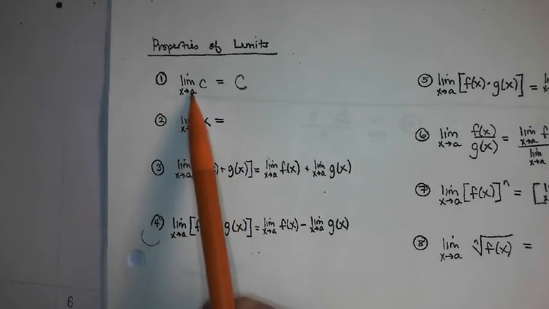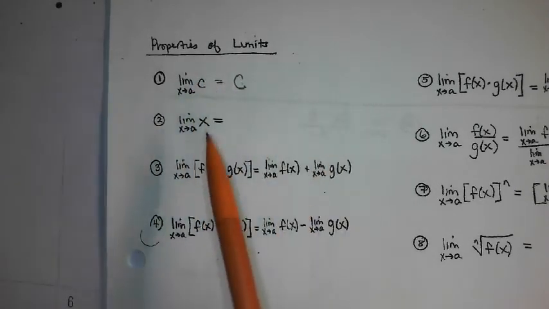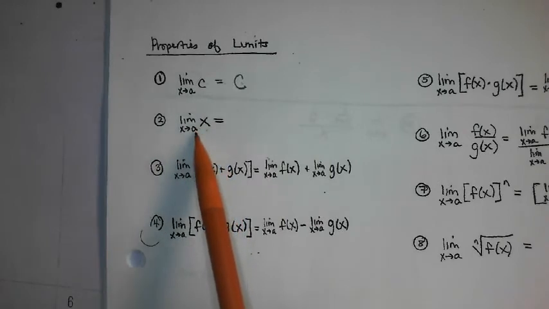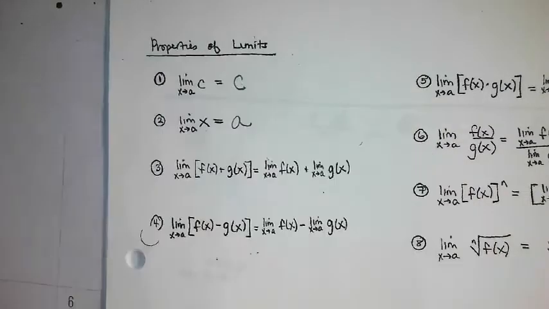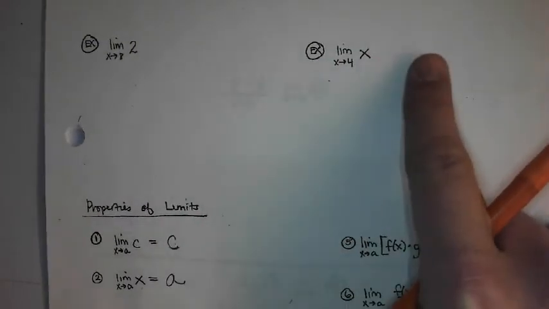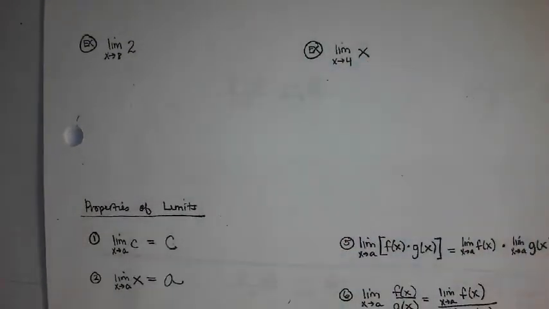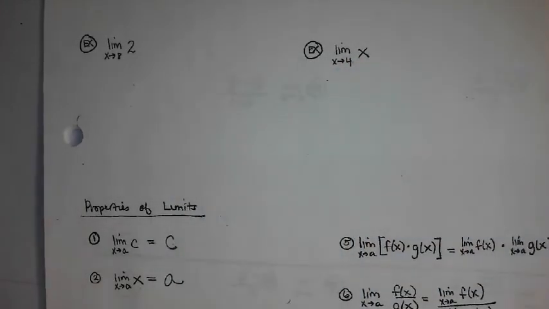If you plug a in for x, because x is approaching a, there is no x here, so you're just always going to get c. This one, you plug in a for x, and you're going to get a. That was like the fourth example on the top. You just plug in 4, you get 4. If x is approaching 5, you'd plug in 5, you'd get 5. So we're plugging in a, we get a.